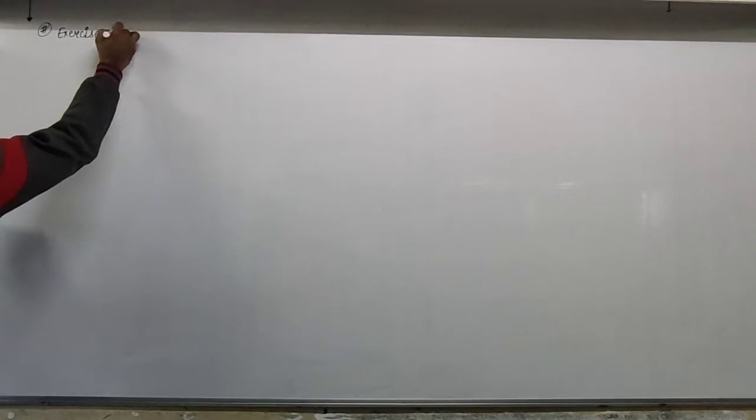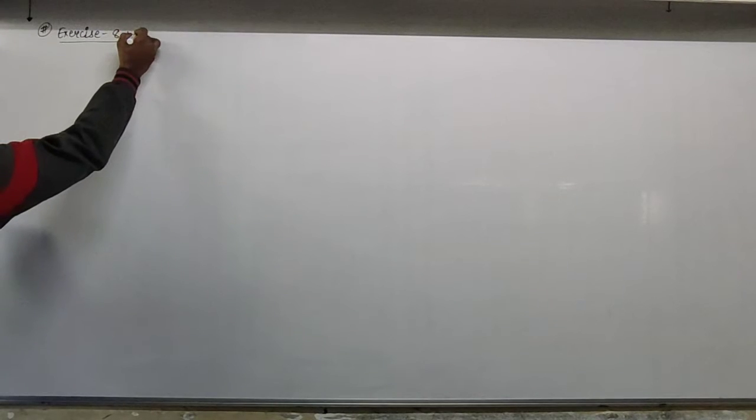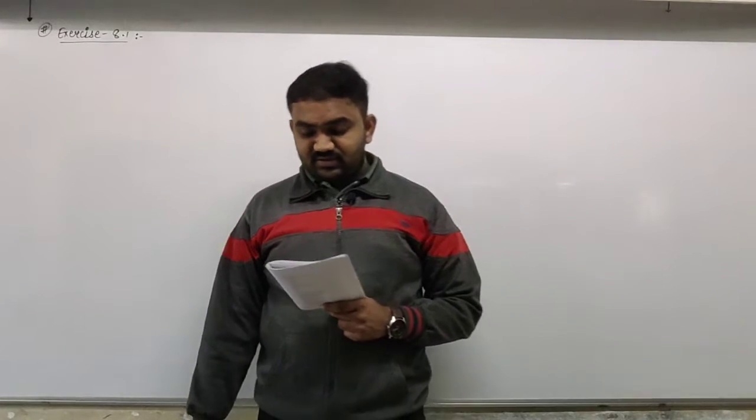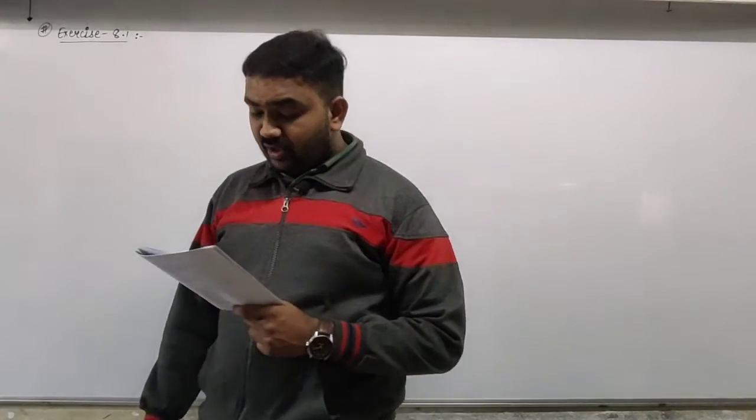So let us start with the exercise. The first question is: the angles of a quadrilateral are in the ratio 3:5:9:13. Find all the angles of the quadrilateral. We need to find all the angles of the quadrilateral.